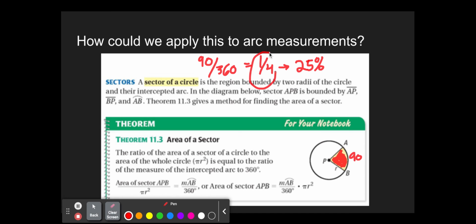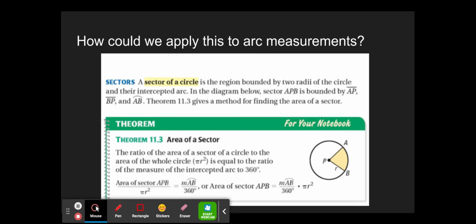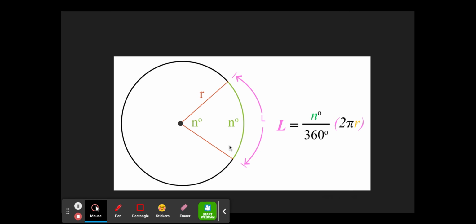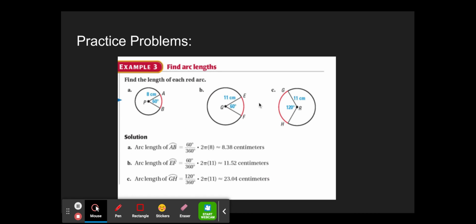So you would take that ratio 1/4 and multiply by the total area to get the area of the sector, or multiply by the circumference to get the measurement of the arc. So it's all just proportions. Whatever the degree is out of 360, multiplied by the circumference, gets you the length L of that arc. So here we have some great examples.